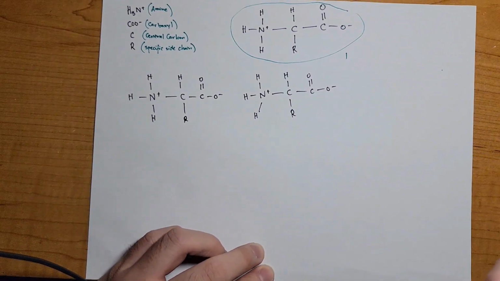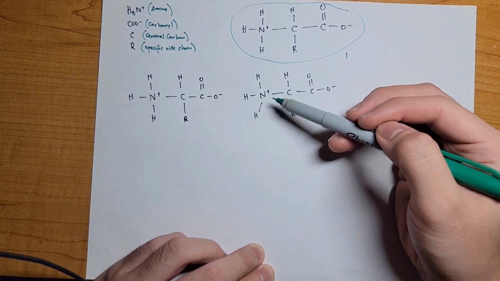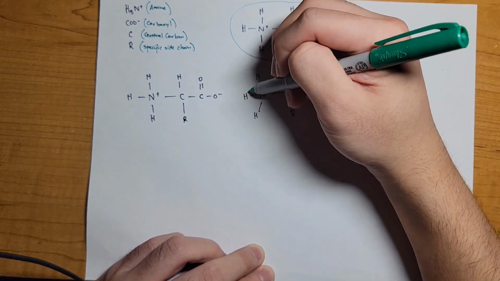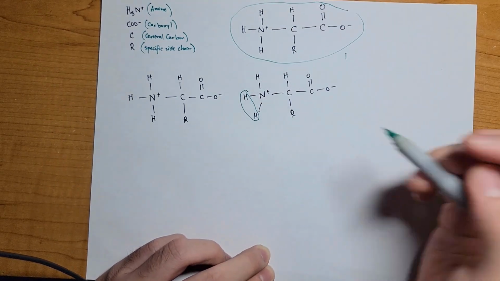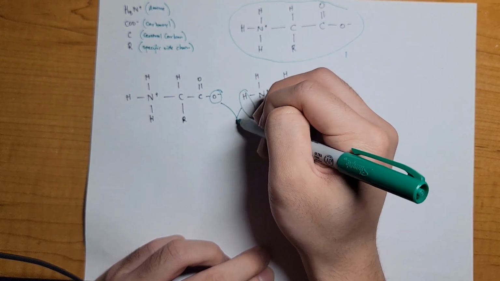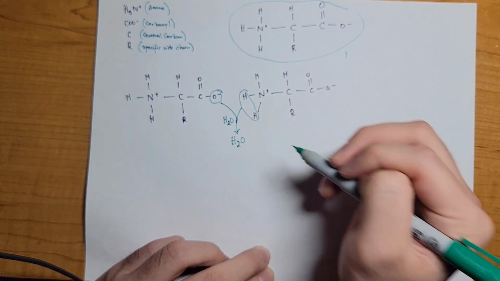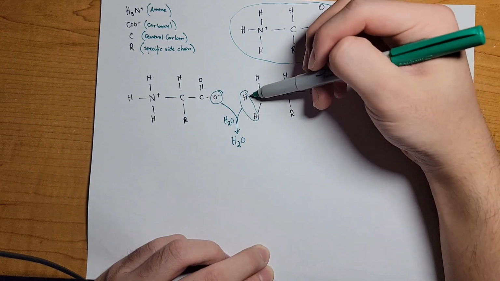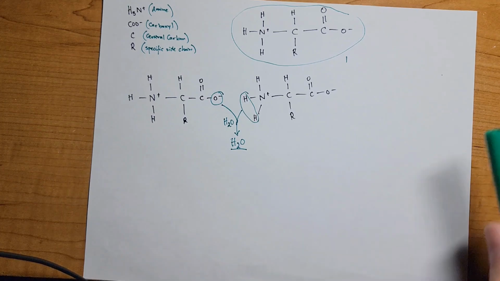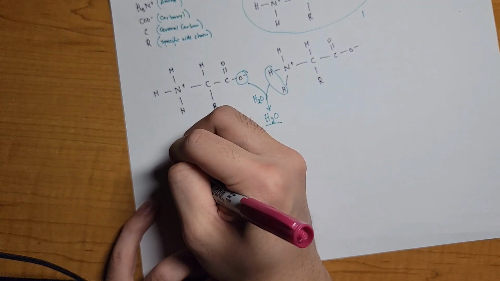So how does that happen? Two of the H's from the amine are going to be lost. It could be these two or these two. Let's say I chose these two. And then the O minus is going to be lost too. So together, it's going to be H2O. Two H's, one O, H2O. That's how water is removed when forming a peptide bond. So now our final product is going to look like this, right?